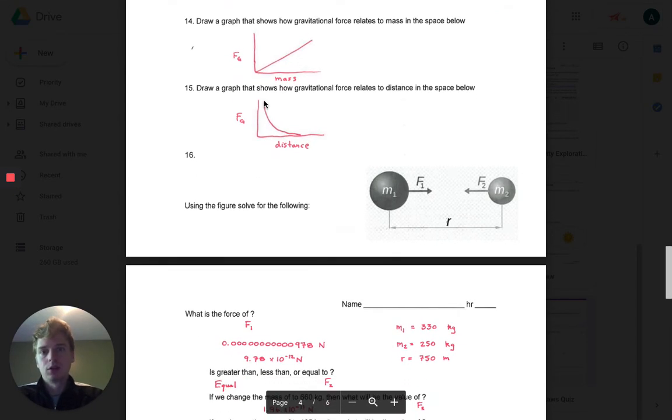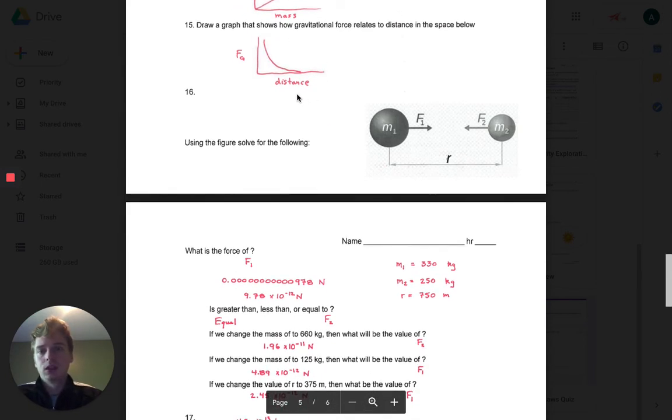14, draw a graph that shows how gravitational force relates to mass in the space below. So I drew a straight line here because if you double the mass, you double the force of gravity. So these are a direct linear relationship. As you increase one, you increase the other. As you decrease one, you would decrease the other.